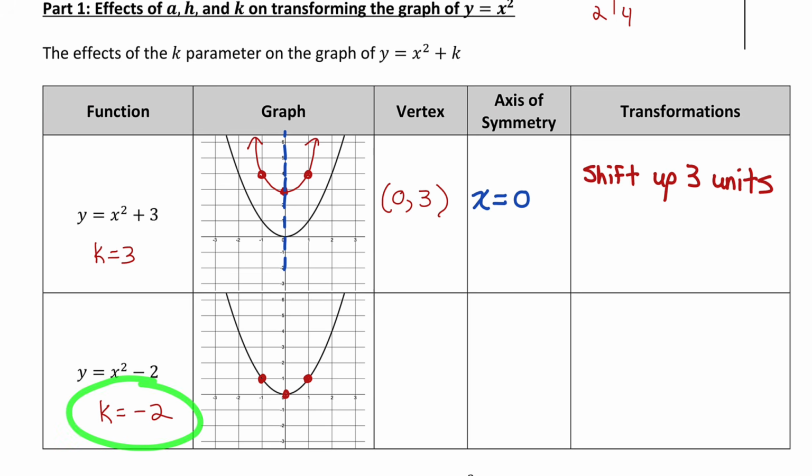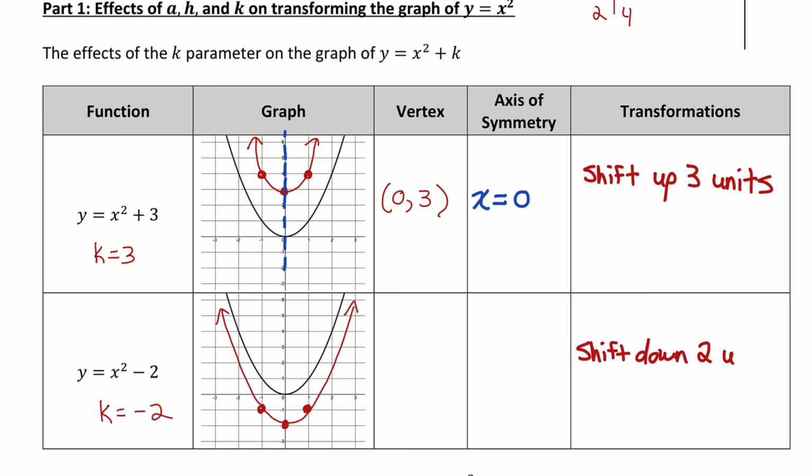And then when k was -2, that's going to move all of the points down 2. So I'll take those 3 points and move them all down 1, 2 units. And then connecting the points, I get my transformed quadratic, which has been shifted down 2 units. Its vertex is now down here at the point (0, -2), and its axis of symmetry, the vertical line that goes through its vertex, is still at x equals 0.